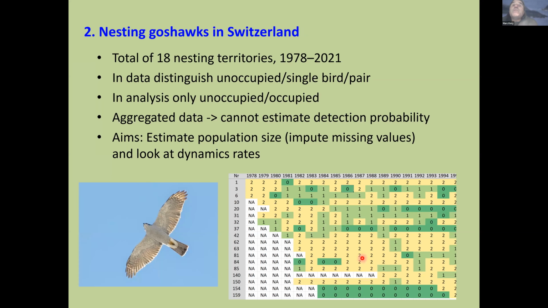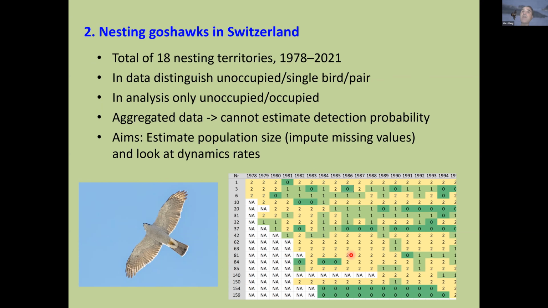My second example is long-term population studies of goshawks in a study area in Switzerland, where they distinguished 3 states of occupancy: unoccupied versus single versus pair. They had a lot of missing values at the beginning of the study, but also later on. Now, in the analysis, I only distinguished occupied versus non-occupied. And these are aggregated data, even though most of the territories were visited multiple times a year.